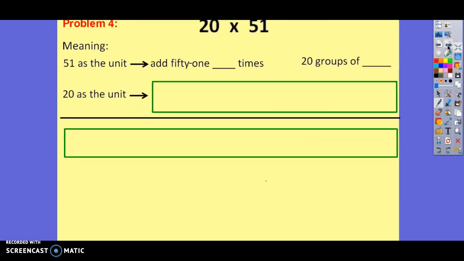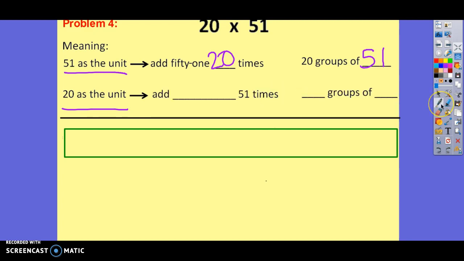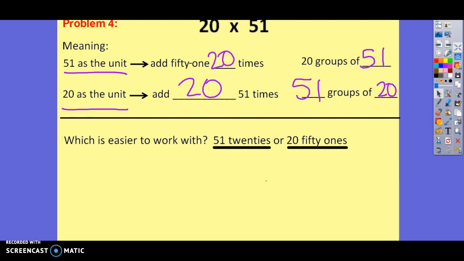But 20 times 51. We can use 51 as the unit. Add 51 a total of 20 times. That would be 20 groups of 51. What about 20 as the unit? We're always working with what works best for us. 20 as the unit would mean to add 20 51 times, or we would say 51 groups of 20. I'm going to decide what works best for us. Is it easier to work with the 51 20s or the 20 51s?